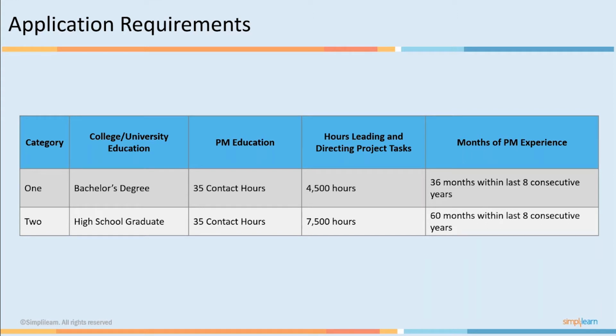If you do not have a bachelor's degree, if you have a diploma, postgraduate diploma, or you're a high school graduate, then you need to have 7,500 hours of PM experience in a minimum of 5 years. And apart from this, you also need to have a 35 contact hours certificate. That means you need to complete project management education for 35 hours. That is where Simplilearn is going to help you. We will provide you this project management education, and out of that training, you're going to get this certificate, which is going to make you eligible to take the PMP examination.